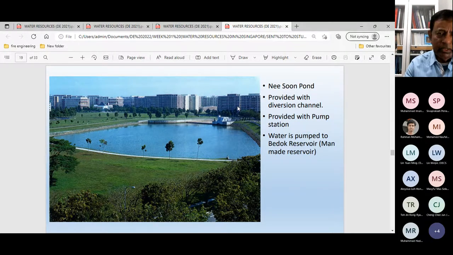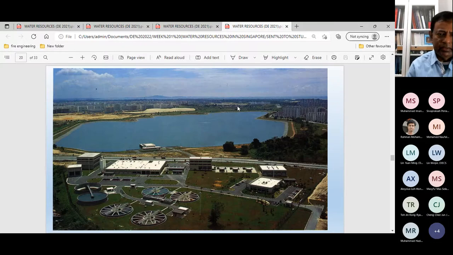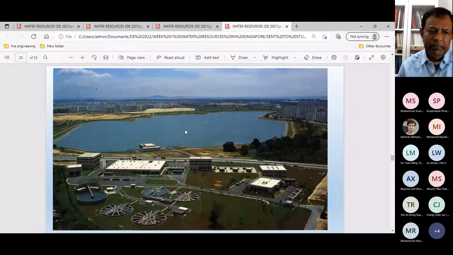Now the Bedok reservoir is not a natural reservoir. So how did this come into existence? The reason is that the location where this reservoir is located in Bedok, they found that there was sandy soil, and the sandy soil was very good and very favorable for land reclamation. So they started taking the sand away from this location, and they used it for land reclamation. Currently the ECP highway is located on reclaimed land for which the sand was taken from Bedok reservoir.